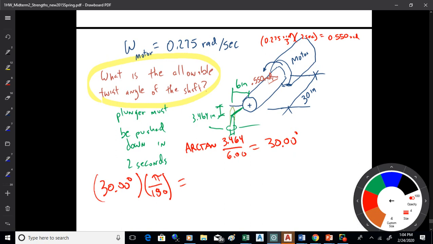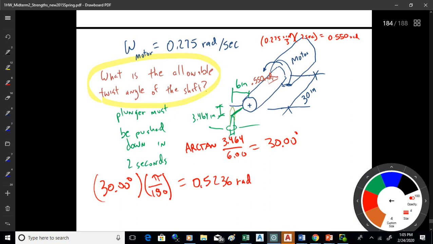And the twist angle is the difference between the two. So if you take the 3.464 divided by 6, do an inverse tangent, you get 29.999 degrees. Multiply that by pi and divide it by 180. That's 0.5236 radians. Okay.